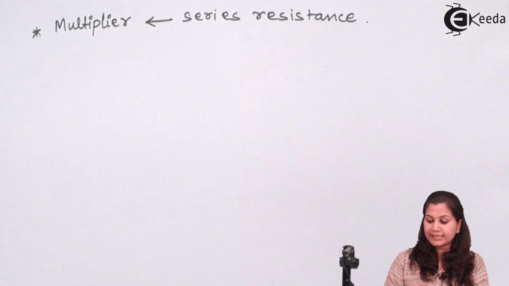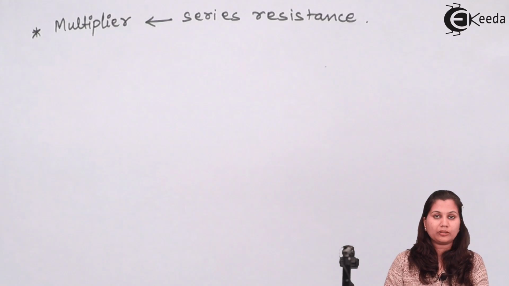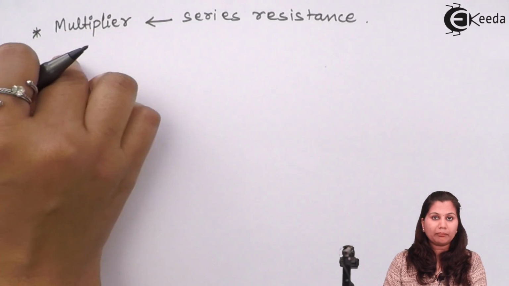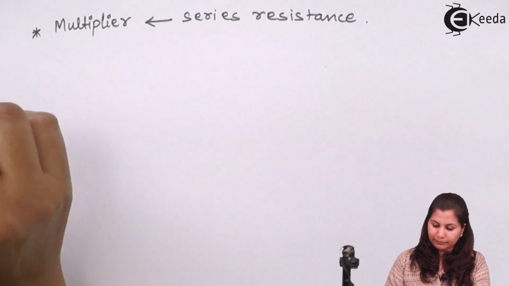So this series resistance can be increased, or the range of voltages can be increased, by increasing the number and values of the multiplier.